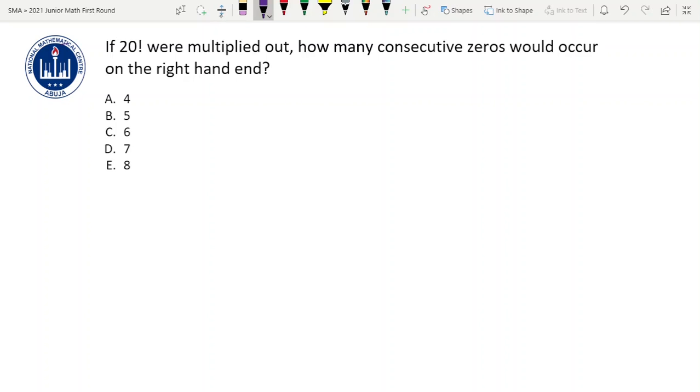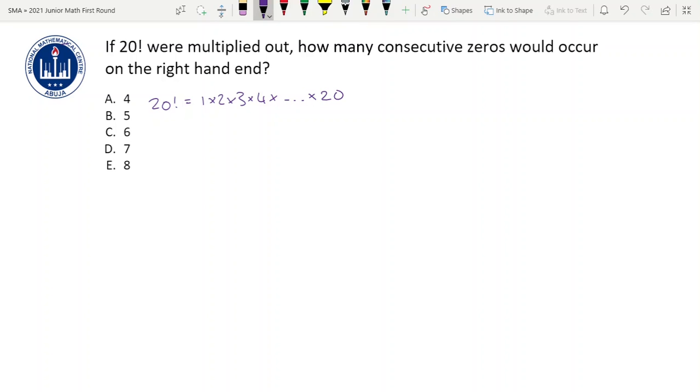So 20 factorial is just shorthand for 1 times 2 times 3 times 4 all the way up to 20. So we're asked to find how many zeros we'll have at the end of the number we'll get if we multiply all the numbers from 1 all the way to 20.